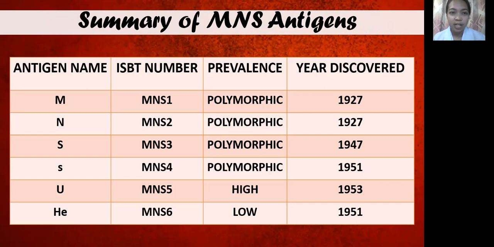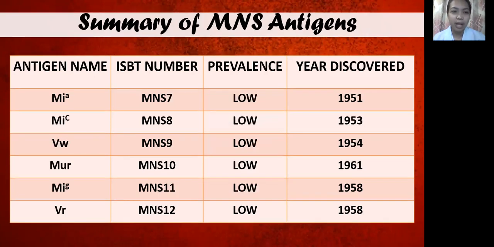Then antigen He is MNS6. It has low prevalence, and it was discovered in 1951. Next is antigen Mia, MNS7. It has low prevalence and was also discovered in 1951. Antigen Mc, MNS8, has low prevalence and was discovered in 1953.